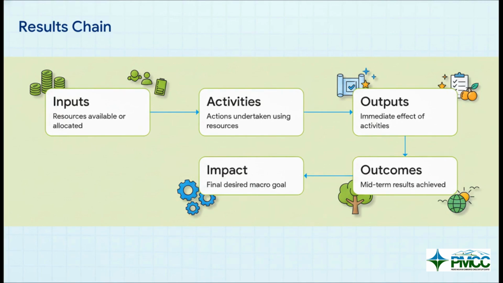First, we have inputs. These are the financial, human, or material resources we're putting in. Second, activities, the actual actions we perform using those resources. Third, outputs, the immediate tangible deliverables from those activities. Fourth, outcomes, the short to mid-term changes or results we achieve. And finally, impact, that long-term, sustainable, macro-level change the project is ultimately contributing to.